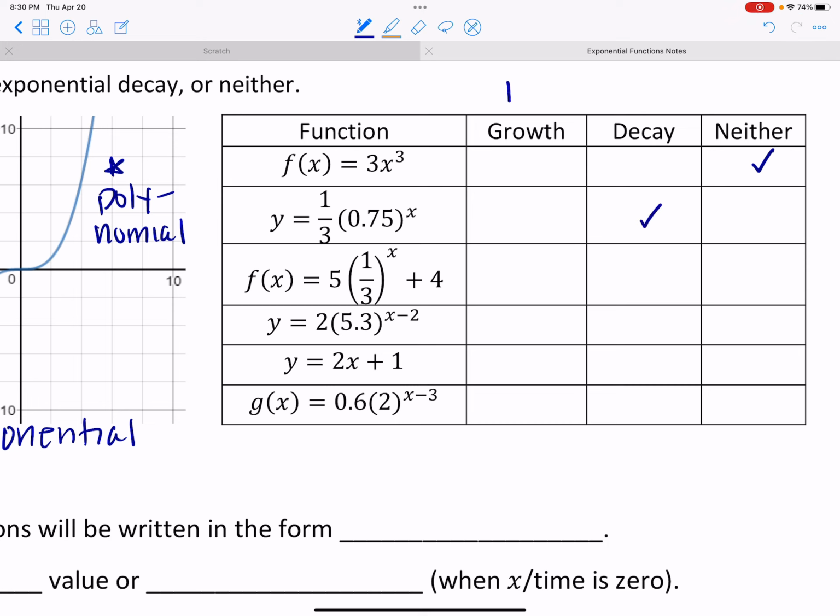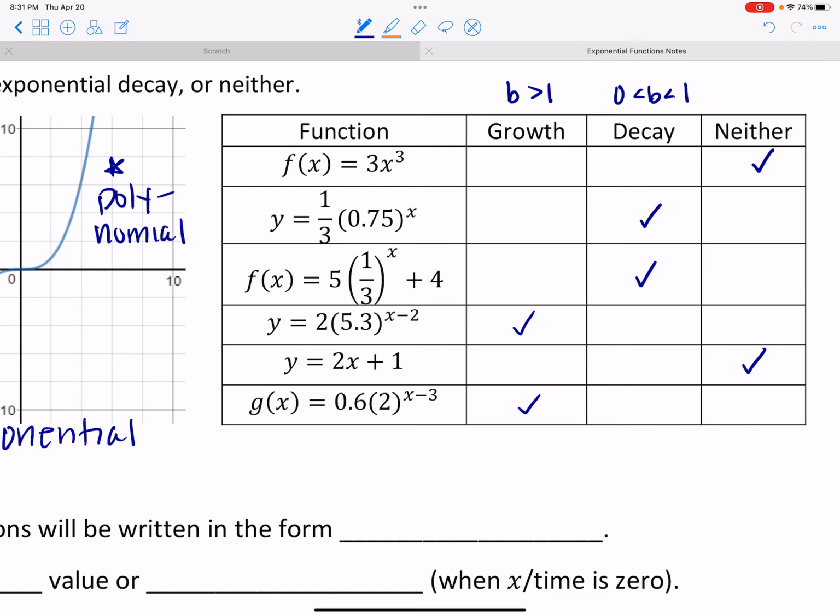So again, here our base is bigger than 1. Here our base is between 0 and 1. Third function, again exponential, we have a variable exponent, so we're good. The base being 1/3 means we're going to be making our values smaller and smaller and smaller. Again, that's decay. Variable exponent here, base being bigger than 1, means that's going to be representing exponential growth. I really hope we're recognizing this. That is not an exponential function, that is a linear function, so neither. And then here we have a variable exponent, base bigger than 1. Those numbers are going to double every time, so that is exponential growth.